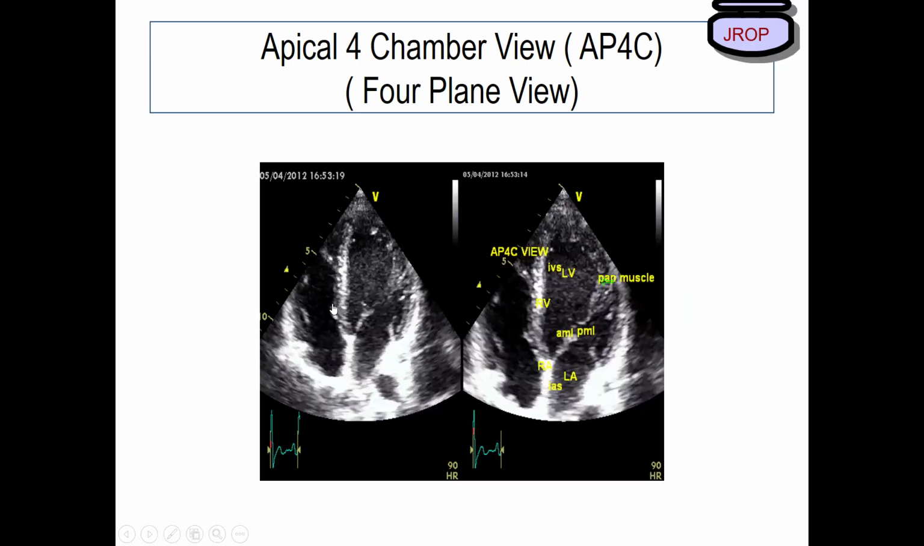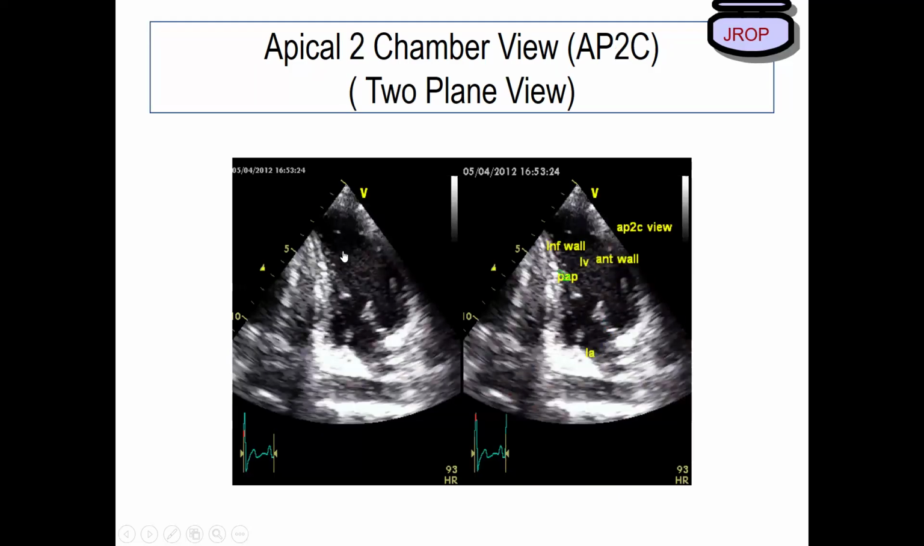The important thing is, in the 4-chamber view, the mid and basal septum is supplied by RCA. Mid and basal lateral wall is supplied by circumflex. And the apical septum is supplied by LAD. Similarly, in the 2-chamber view, mid and basal inferior wall is supplied by RCA, and the rest is supplied by LAD. 3 of this, 1 of this, 4 segments.